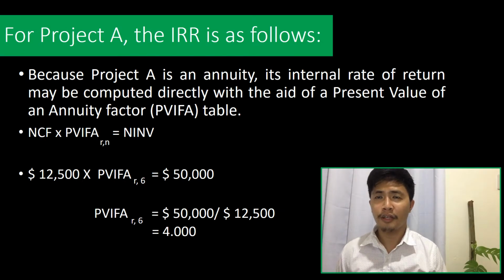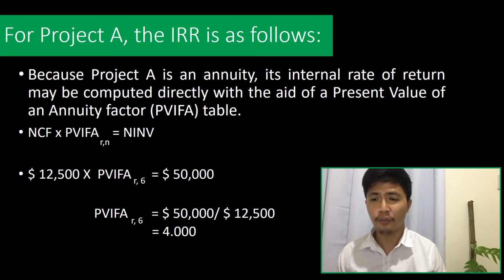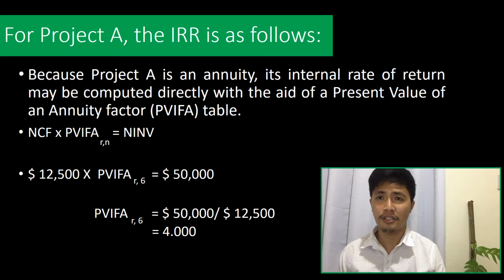To solve for the IRR, let's start with a formula. Net cash flow, NCF, times the present value of an annuity factor. R is the rate, in this case internal rate of return, and N is the number of periods, equal to net investment. The net cash flow is 12,500. For the present value of annuity factor, the R is missing, while the N is the 6 years.